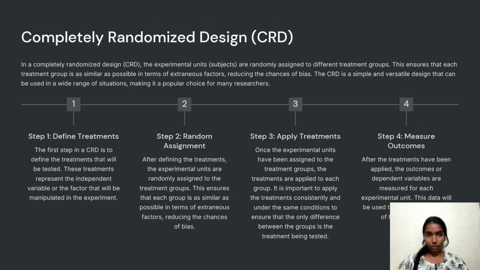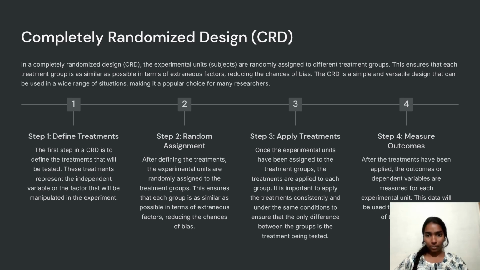Next, we move on to completely randomized design, that is CRD. In a completely randomized design, the experimental units are randomly assigned to different treatment groups. This ensures that each treatment group is as similar as possible in terms of extraneous factors, reducing the chances of bias. The CRD is a simple and versatile design that can be used in a wide range of situations, making it a popular choice for researchers.